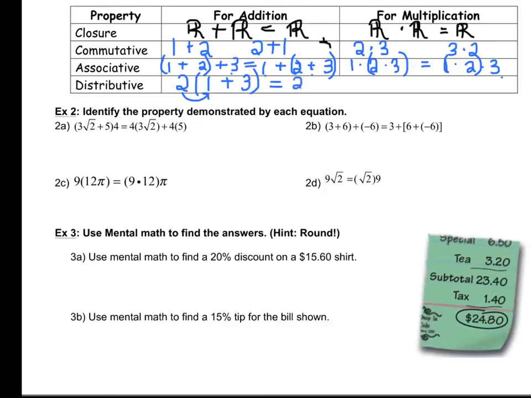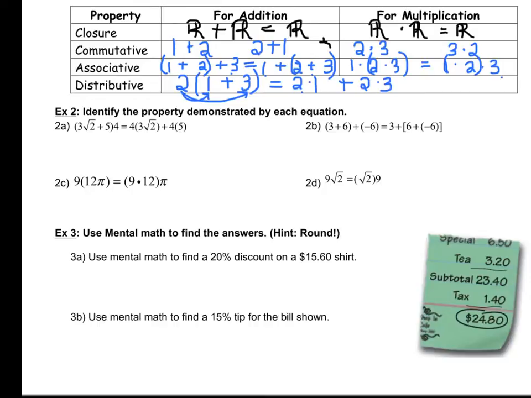2 times 1, and then add 2 times 3. Because let's check. This would be 2 times 4, since 1 plus 3 is 4, which is 8, and this would be 2 times 1 plus 2 times 3, which is 2 plus 6, that would also be 8. So there's the distributive property. I know you've learned it before, maybe you just needed to be refreshed. On to the next examples.